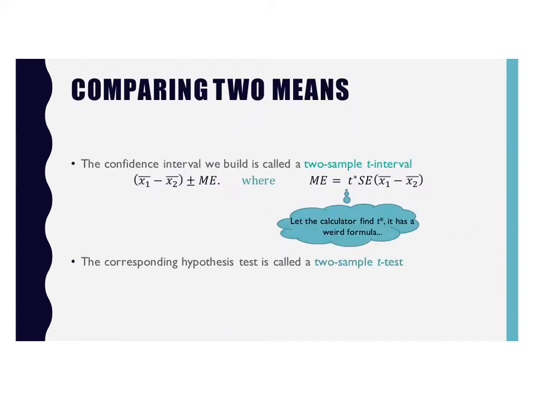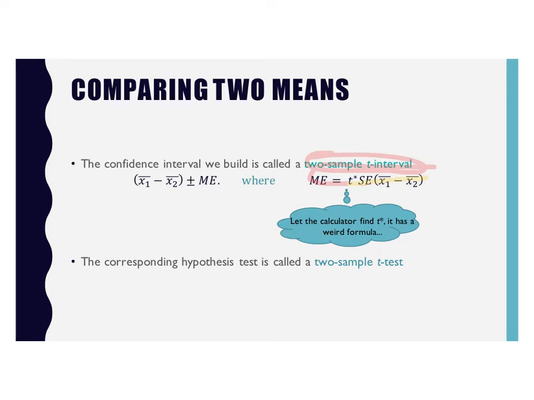So the confidence interval we will build is called a 2-sample t interval. It is in the test function in your calculator if you want to use the calculator. 2-sample t interval, where we take the difference of the 2 means plus or minus the margin of error. If you've forgotten what margin of error is, remember it's the critical value times the standard error of the differences.